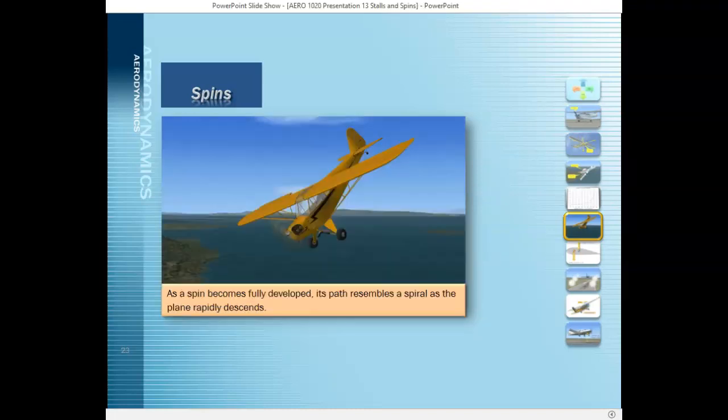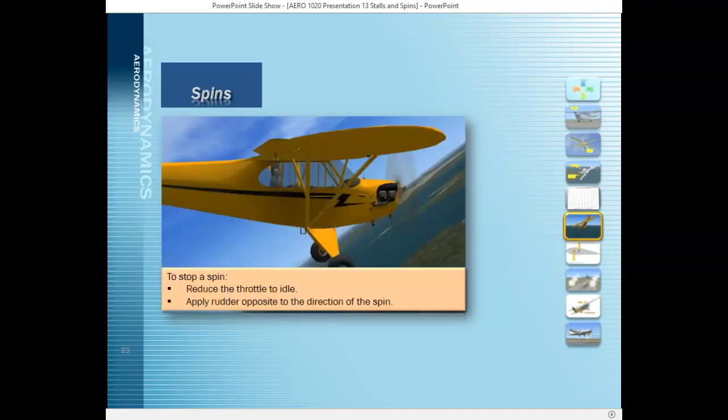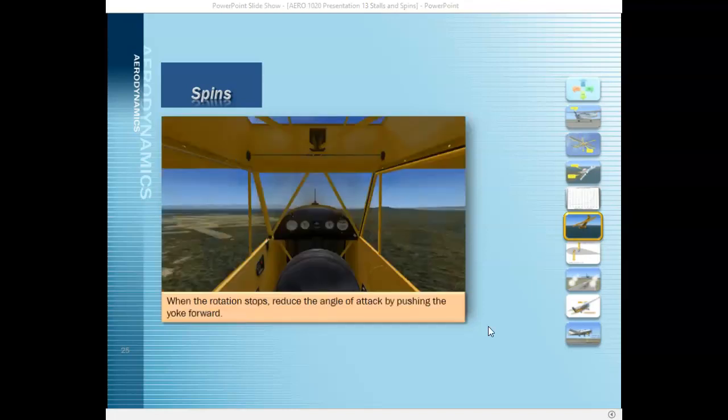If the spin is allowed to fully develop, then the aircraft begins a spiral toward the ground, where the airplane is rapidly descending. To recover from a spin, the first thing you need to do is reduce the throttle to idle. If you don't reduce the throttle to idle, you'll just aggravate the spin. Once the throttle is reduced to idle, then you apply rudder in the opposite direction of the spin. So if the airplane is spinning to the left, apply full right rudder. By applying opposite rudder, you'll stop the rotation.